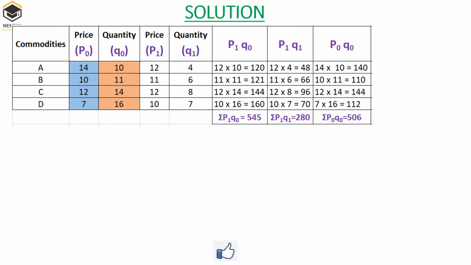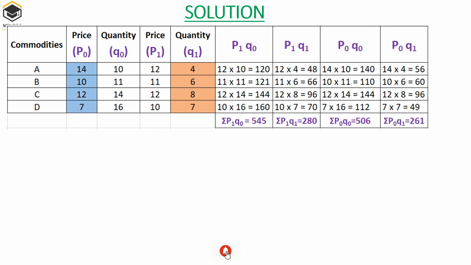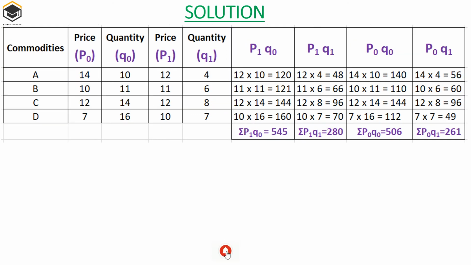Next I will have P0 Q0. I am going to do the calculation of these two columns, and I will get the summation value 506. Next column I will have is P0 Q1. I am going to multiply these two, and at the end I will get the summation value 261. 261 is the summation value of P0 Q1. So this is all about my calculation of the table.